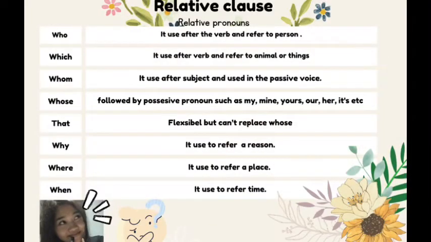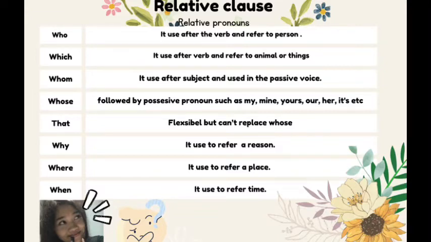So first, take a look at who. Who is used before the verb and to replace the person. For example, the girl who listened to the music is my sister. So there is a verb after who, which is listen. Number 2 is which. The same as using who, but we know who replaces people, while which replaces animals or things. For example, I like a horse which can run fast. So they talk about an animal, which is a horse.